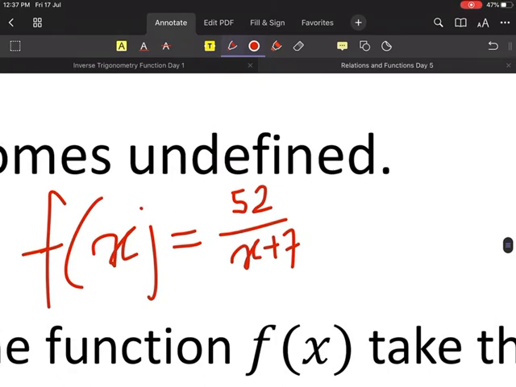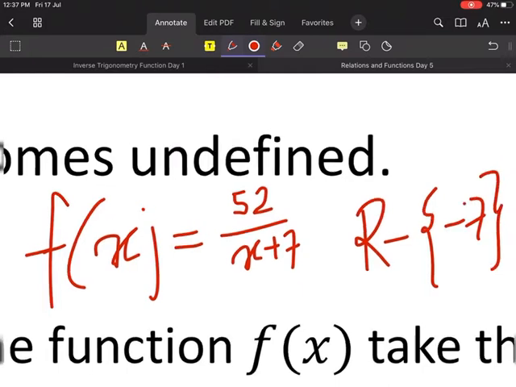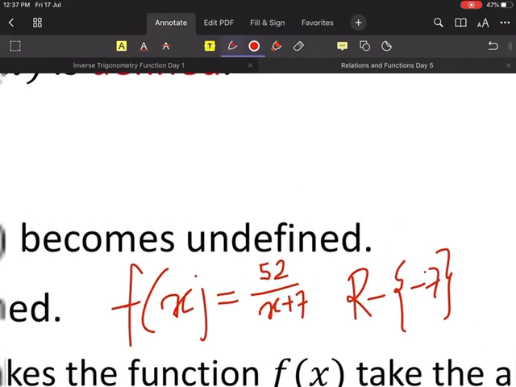So in this function, for which value of x will the function be undefined? When x equals minus 7. Very good. So what is the domain of this one? I can have all the real numbers except minus 7. Am I clear? Yes or no? Have you understood this one?